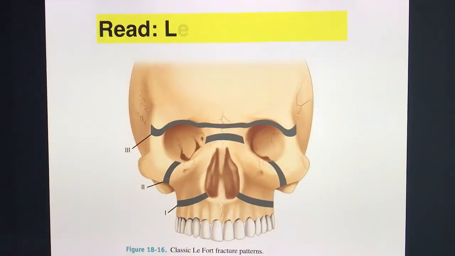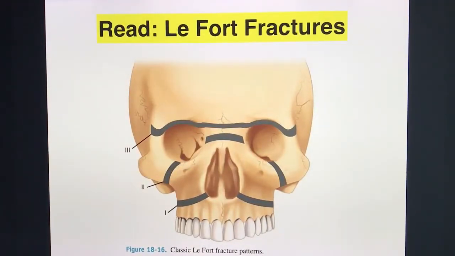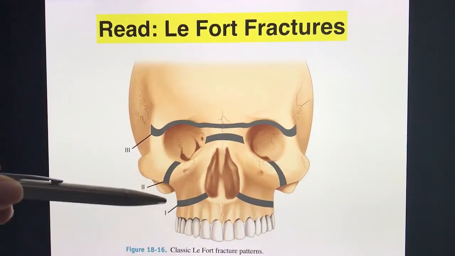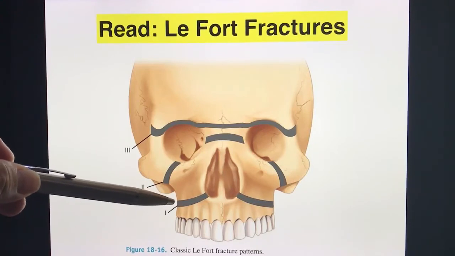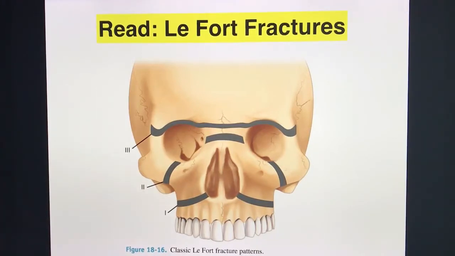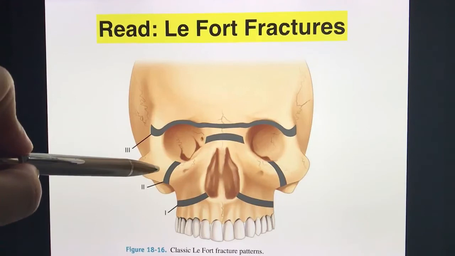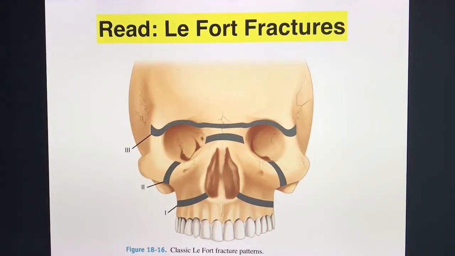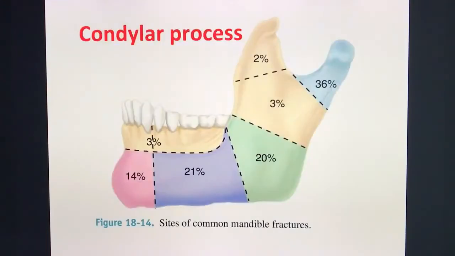Now, assignment, please read on your 3 types of Le Fort fractures, from Le Fort 1, Le Fort 2, Le Fort 3. Don't forget, your Le Fort 1 is also known as a horizontal fracture, also known as your Guerin type fracture. Le Fort 2, this is known as your pyramidal fracture. So please take time to read on the different types of Le Fort fractures.